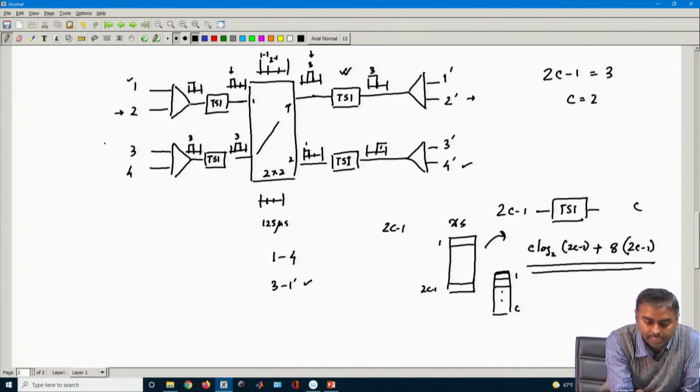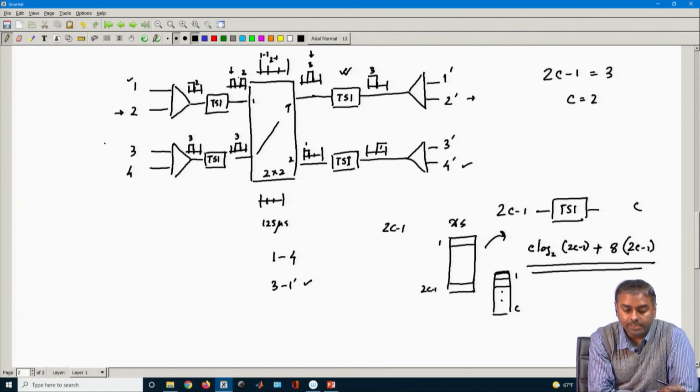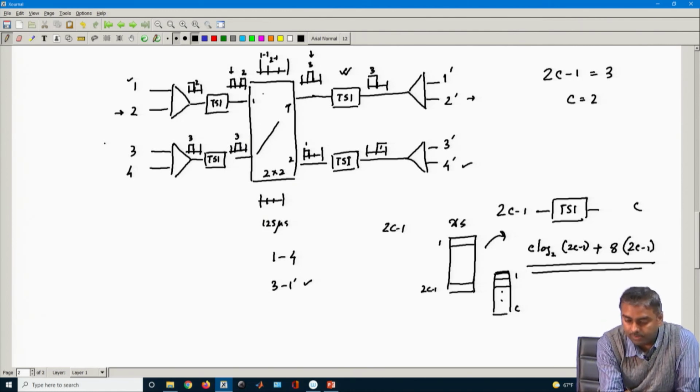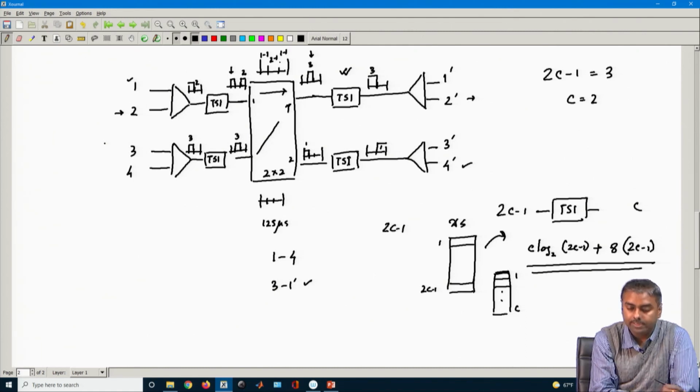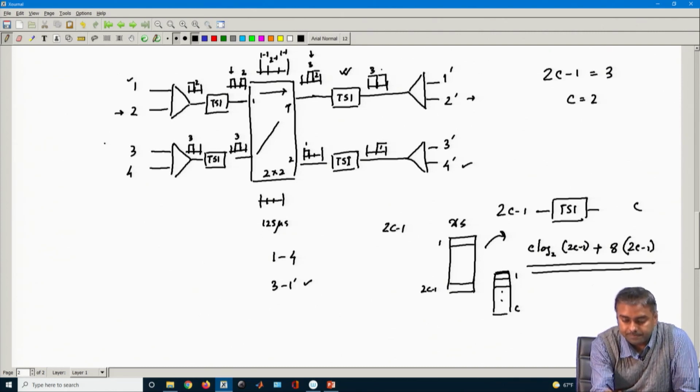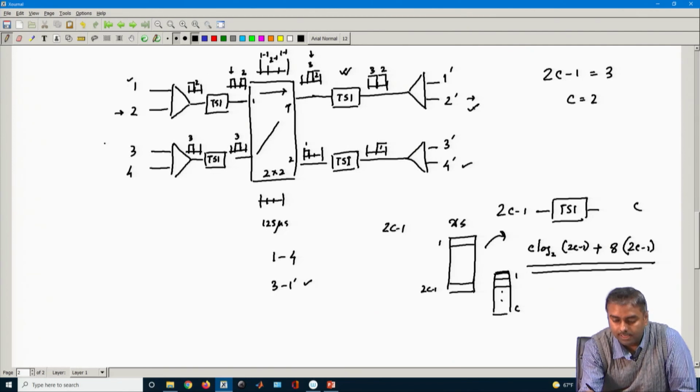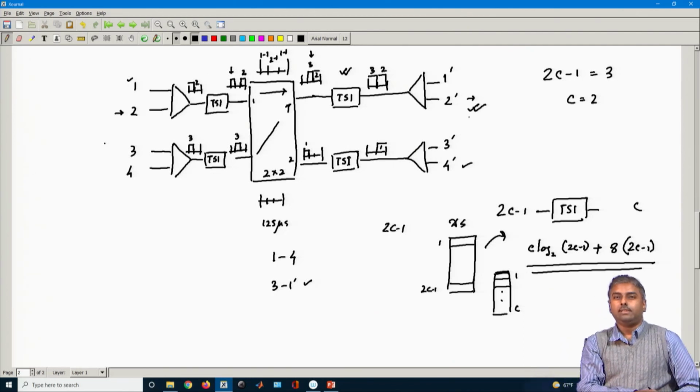So, now for 2 to 2 dash I can put 2 over here, I can put the 2 after time switch interchange over here. If I do that, I can do this bar connectivity at the last one. So, 1 to 1 connectivity I can do, because it is free. So, my 2 comes over here, I put it over here, all are free and it comes out from 2 dash.